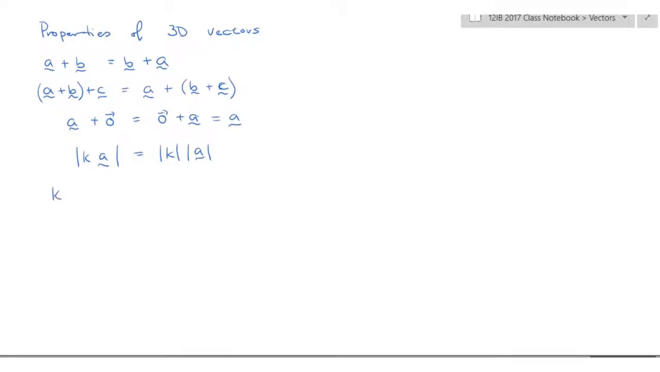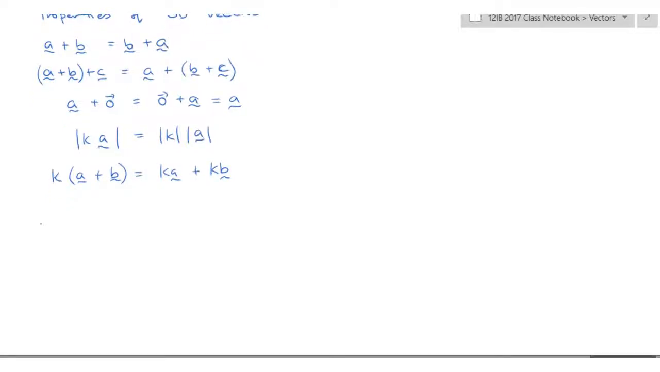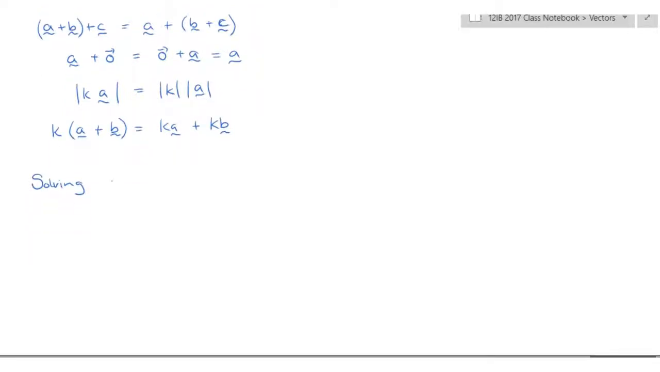And then the last property we're going to look at is k, some constant, a scalar. We multiply it by vector A plus vector B, and that's the same as if we multiply each vector by k first. Okay, so there's your properties of vectors. Now we're going to move on, plowing through the work, solving vector equations.